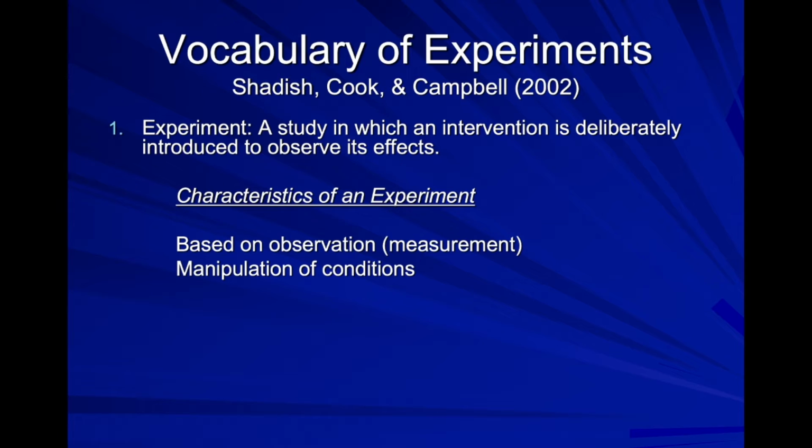You have the manipulation of conditions, and the manipulation of conditions is what Bacon called the twisting of the lion's tail. And Bacon was kind of an aggressive person. He was going to subject nature and all of those things.